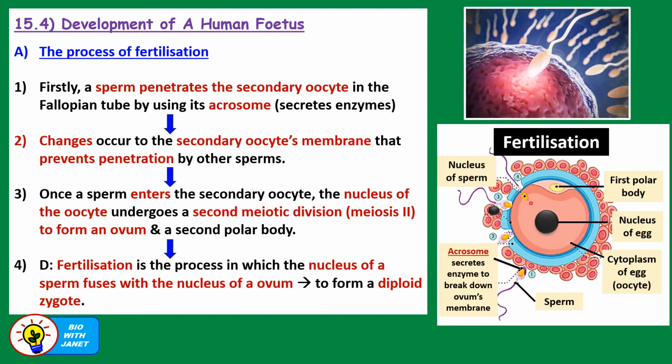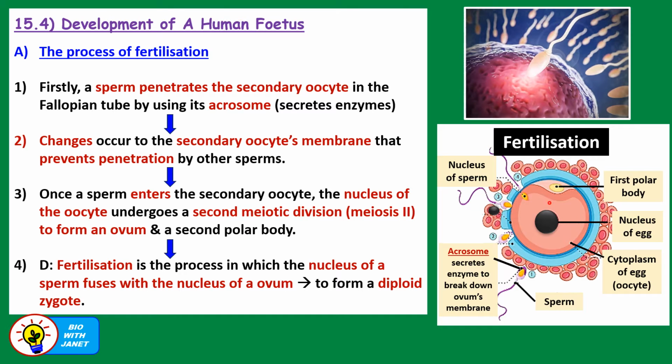Then fertilization occurs, whereby the nucleus of the sperm, which has entered the cytoplasm here, will fuse with the nucleus of the ovum and form a diploid zygote, because the sperm has one set of chromosomes and the ovum has another set. When these two sets come together, they form a diploid condition. The zygote is a single-celled organism that has two sets of chromosomes, one from the male parent and one from the female parent. So it's a diploid zygote.